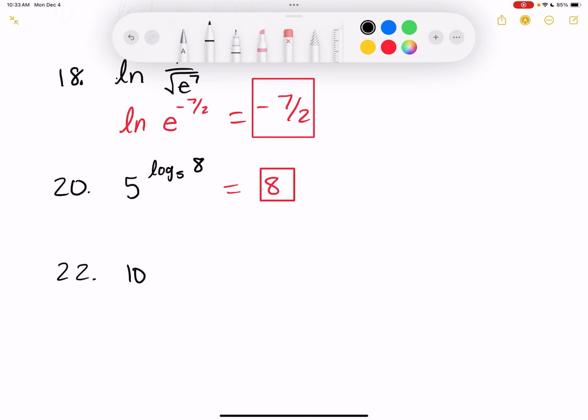22. 10 raised to the log of 14. I'm gonna let you guys take that one. 14. So proud. Because it's 10 to the log base 10 of 14, which would be 14. All right, Riley's got this one. Oh yeah, Riley. 24. Don't mess up. e to the ln of 1/5. It's so easy. Could be 1/5. Yep. Because e to the log base e of 1/5 would be 1/5.